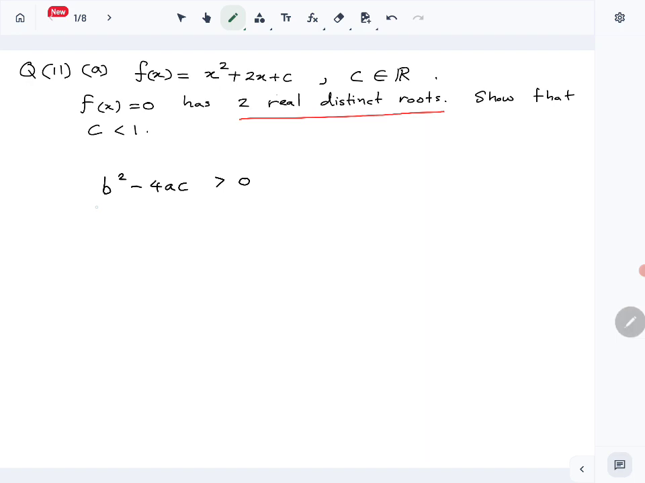So looking at our quadratic, b is 2. So we get 2 squared minus 4. a is 1 and c is c. So we get 1 times c. So then 4 minus 4c greater than 0, or 4c is less than 4, or c is less than 1. So that is the first part of question number 11 part A.